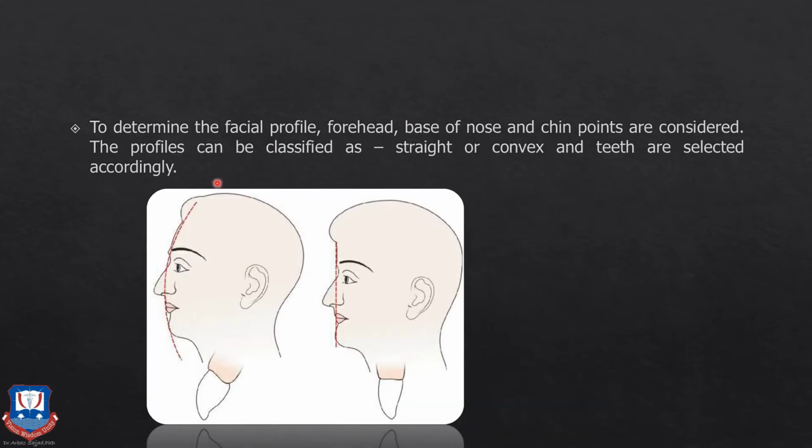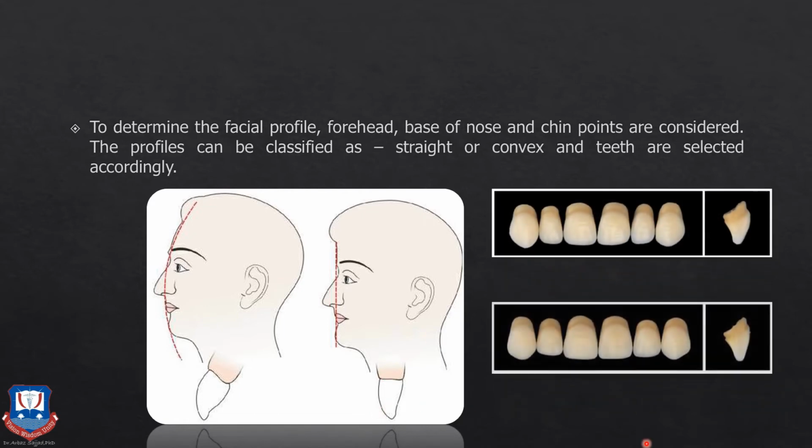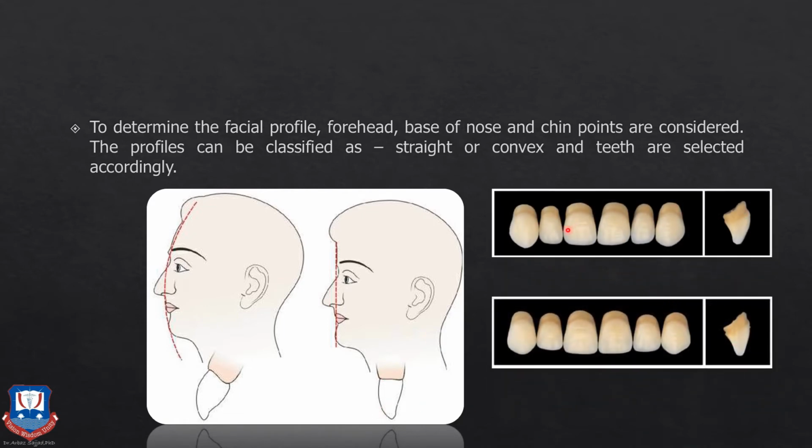Next, similar to the face form, we can also view the profile of the face to get an idea whether the patient has a convex or a straight facial profile. Depending on that, we can select a tooth mold with a more convex contour or with a flatter contour, as you can see over here. So these are Ruthenium Acrylic tooth molds. If a patient has a convex profile, we can select teeth which have a more convex facial profile, and if a patient has a straight or flat facial profile, we can select teeth with a flatter facial prominence.